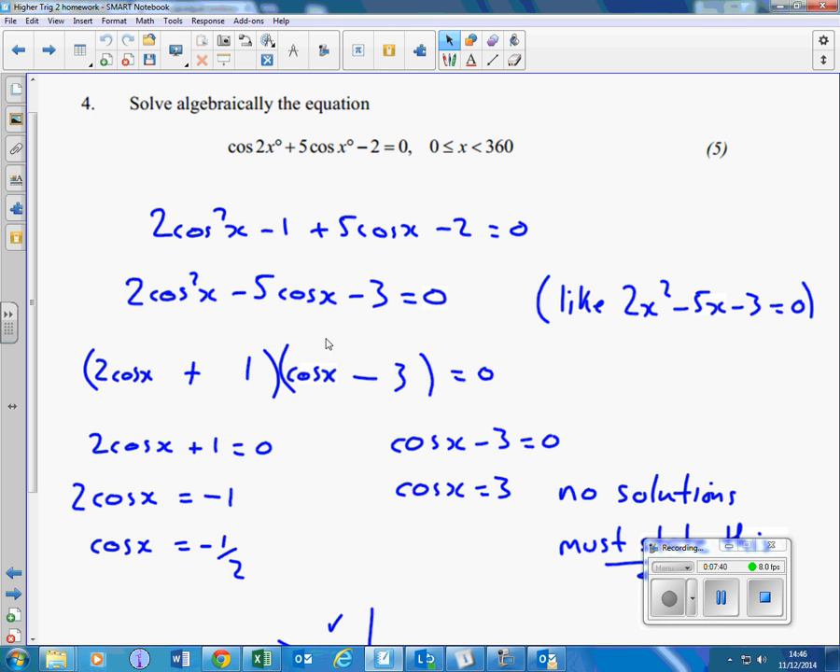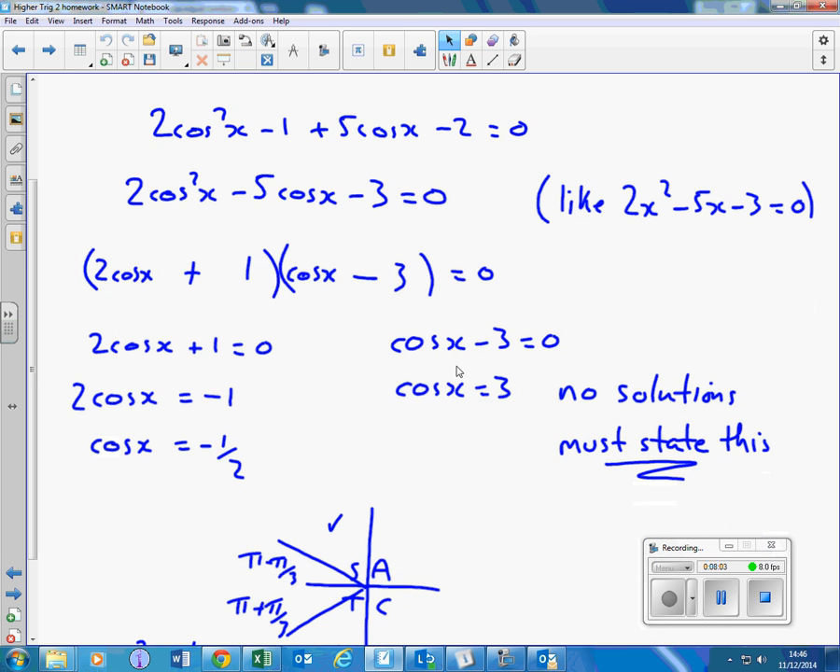So it's going to be 2 cos and cos. It might be 1 and 3 or 3 and 1. When we multiply out the outside and the inside terms from FOIL, we've got to get that negative 5 cos. So 2 cos times negative 3 is negative 6. 1 times cos is positive 1 cos. That'll be negative 6 cos plus cos. That'll be negative 5 cos x.